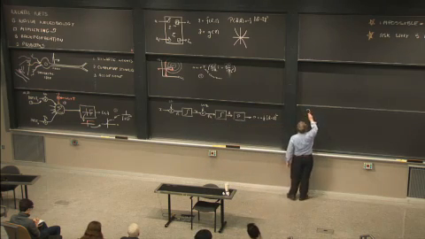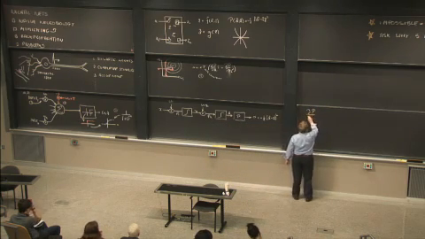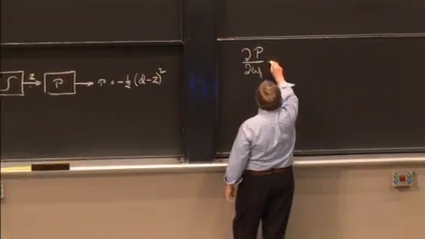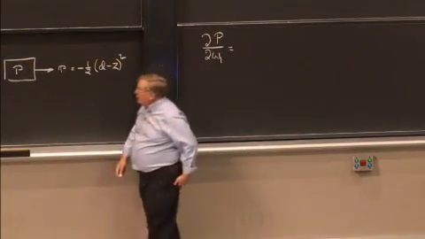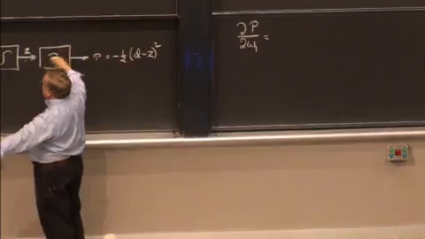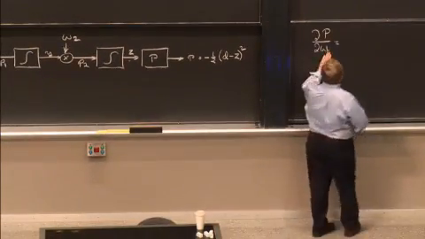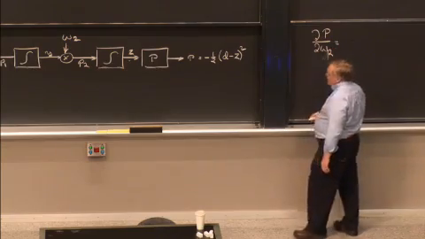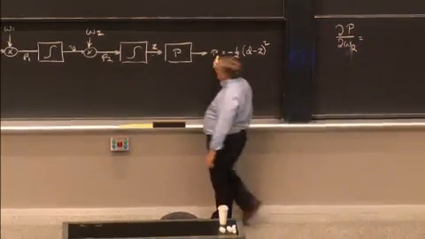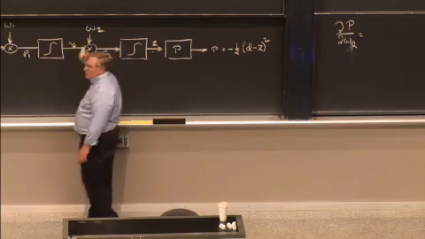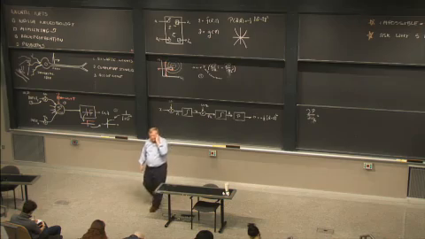So I have partial of the performance function with respect to W1. Anybody work that out in their head? Oops, wait a minute. What have I done? Oh, sorry, W2 here. Let's start with W2 since it's closer to the output. Partial of the performance function P with respect to W2. How do I do that?